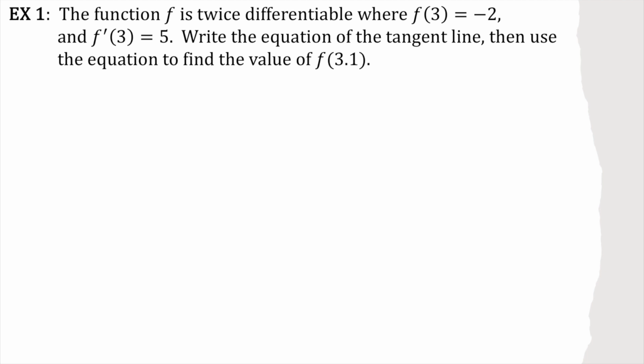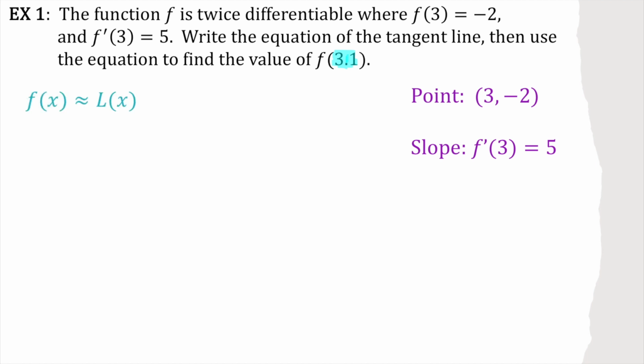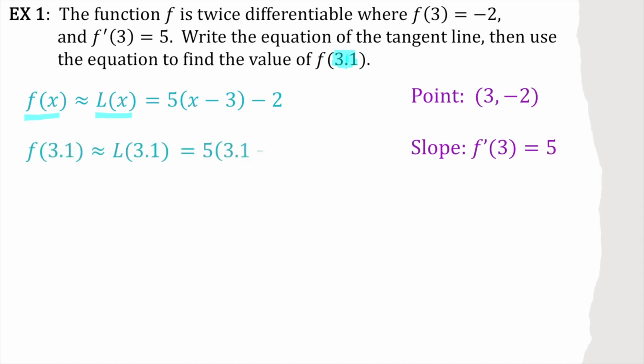Example 1. The function f is twice differentiable, where f of 3 equals -2 and f prime of 3 equals 5. Write the equation of the tangent line and then use the equation to find the value of f of 3.1. So they've given us a point, (3, -2). They've given us the slope of 5. Now we can start to create our approximation. So we're going to approximate f of x with the equation of this line in point slope form. And now we can just plug in 3.1 to that, and we get approximately 1.5.